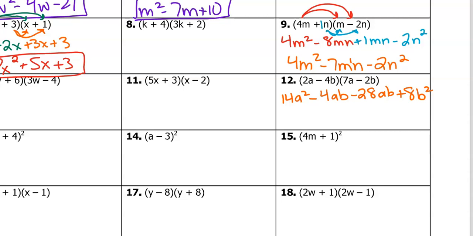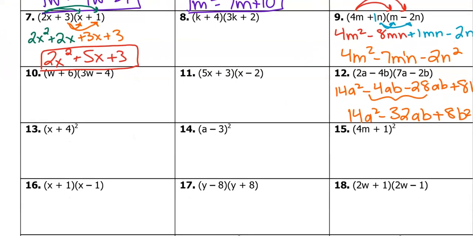Those two middle pieces do have like terms, they have an a and a b. It's still -31. Almost. No, -32ab, and then we still have 8b squared. So those get put together, and then that's our final answer. Okay, so that's what happens if you have more than one variable. I like that one.